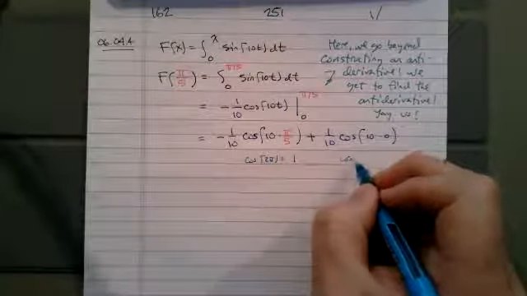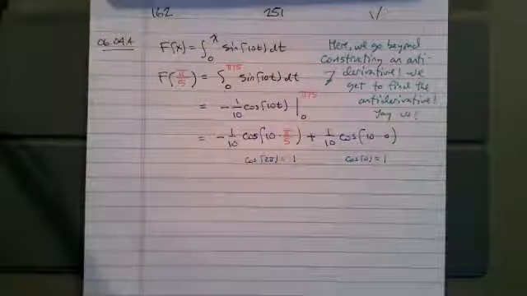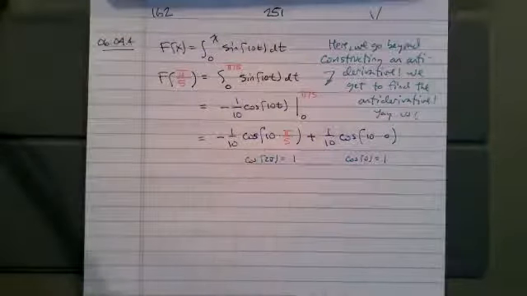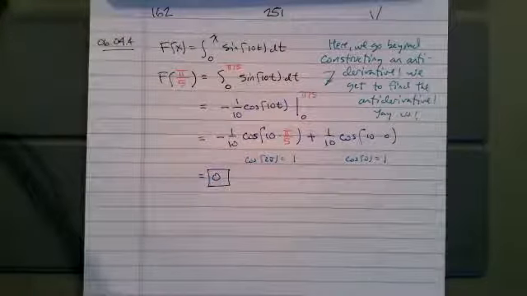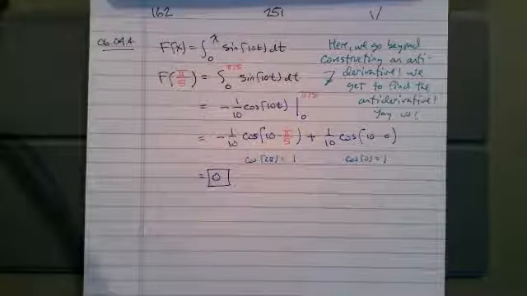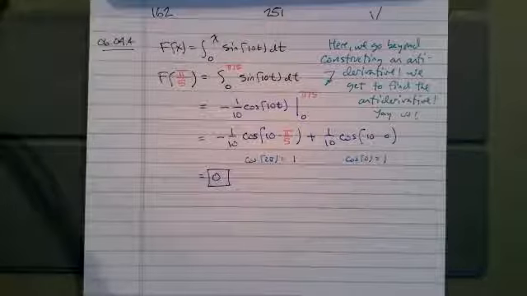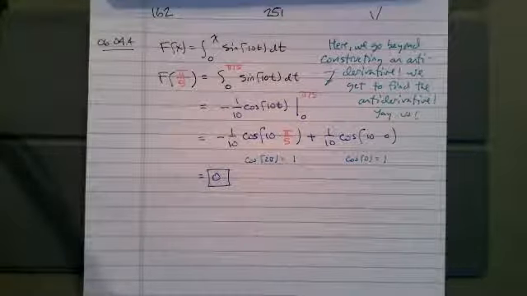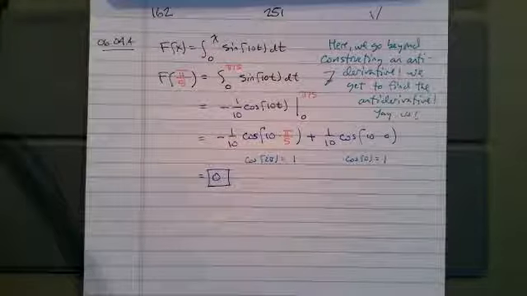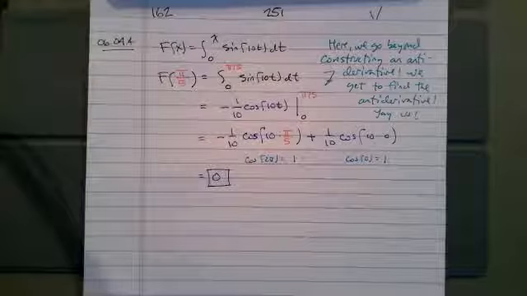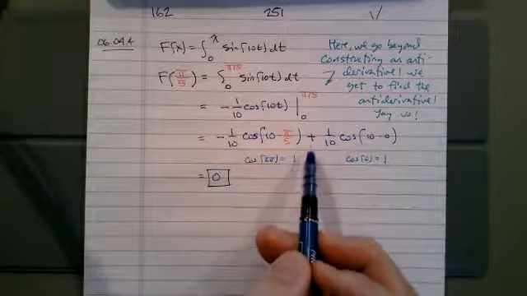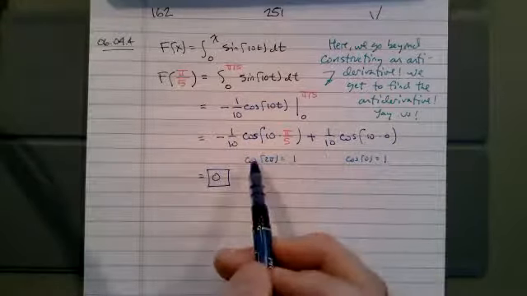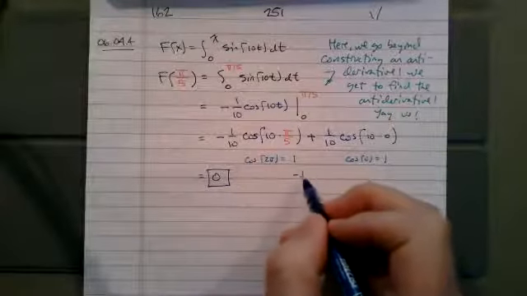And the cosine of 0 is also equal to 1. So we have a negative 1/10 plus 1/10. So our total is 0. So f at pi over 5 is equal to 0. Why isn't it 2 if cosine of 2 pi is 1 plus 1? Because we're multiplying also by the negative 1/10. Negative 1/10 times 1 plus 1/10 times 1. So negative 1/10 plus 1/10. Okay.